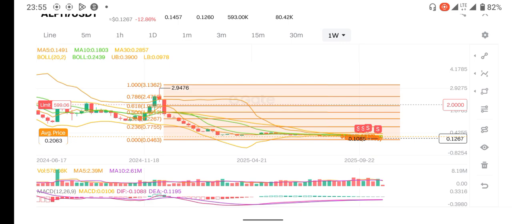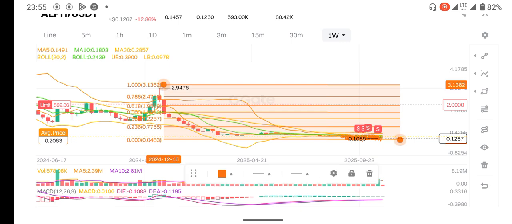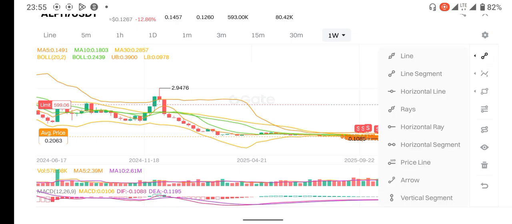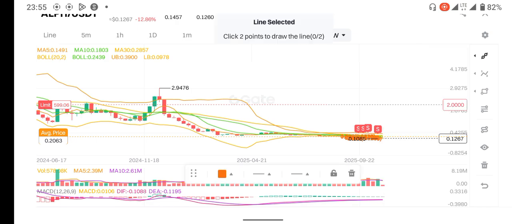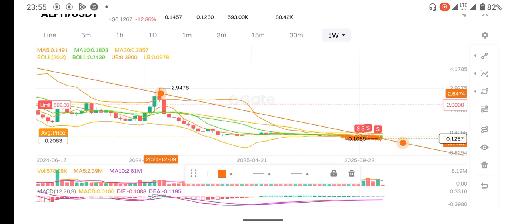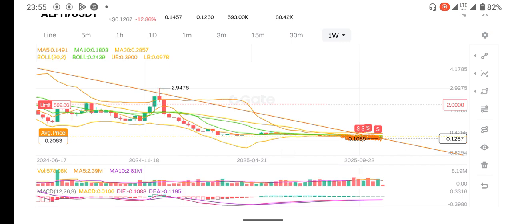Okay, so 78.6% gives us $2.8, and 61.8 gives us around $2.5. So these are realistic expectations. Okay, so let's take this fib out. When we draw a trend line, you can see how the price declined from here to here. You can see the massive decline. So this is a lower low.